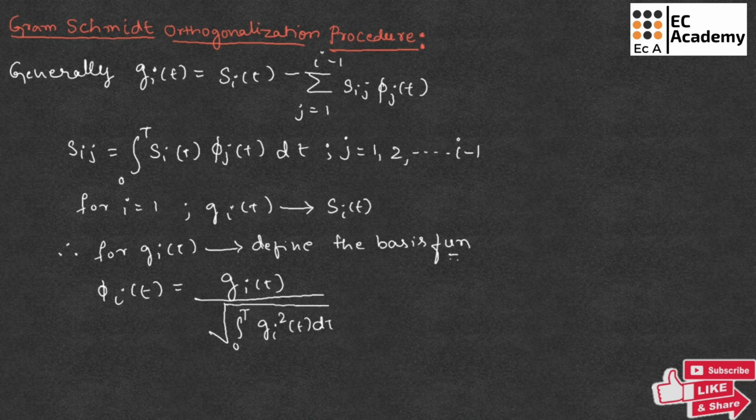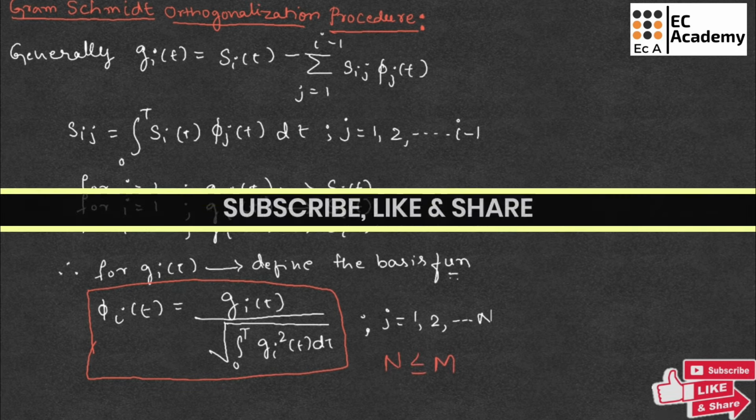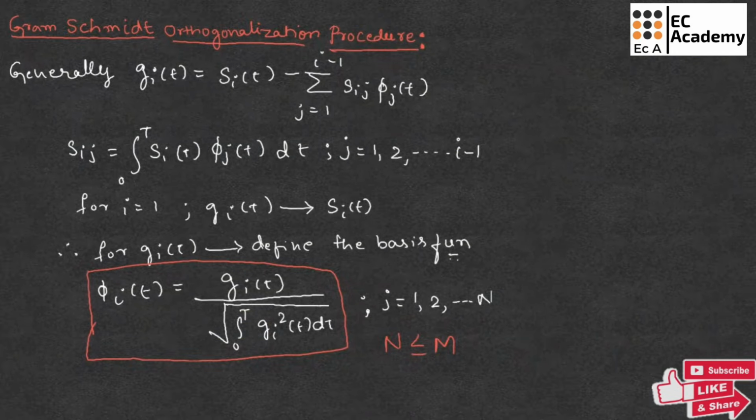Here j value should be equal to 1, 2 and so on up to capital N. So this equation is general representation of orthonormal set. So here capital N should be less than or equal to capital M. This is about Gram Schmidt orthogonalization procedure.